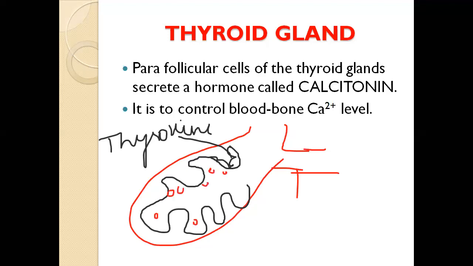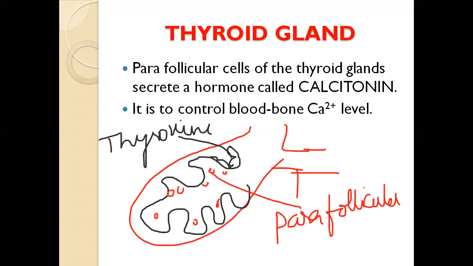We call them parafollicular cells. Okay, so don't be confused here. The one I am pointing out is the follicle, isn't it? So the follicular cells secrete the hormone called thyroxine.